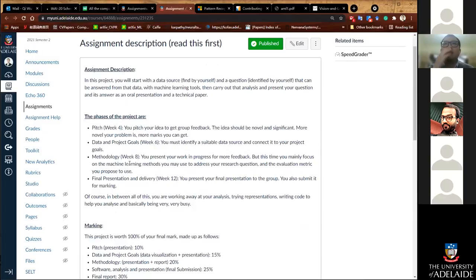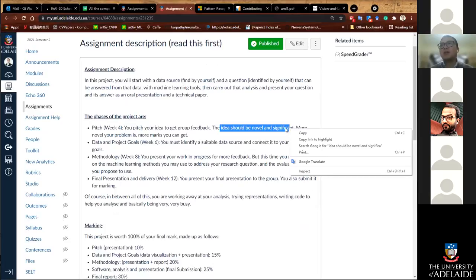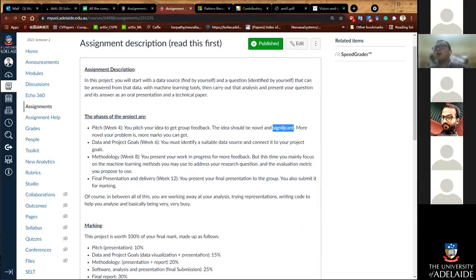So yeah, the phases of the project, there are 4 steps. First one, which is pitch. Basically, you pitch your idea to get a group feedback. As I mentioned, the idea itself should be novel and significant, right? So significant is a strong word over here. Well, it can be a small problem. A small problem is also very significant, very interesting.